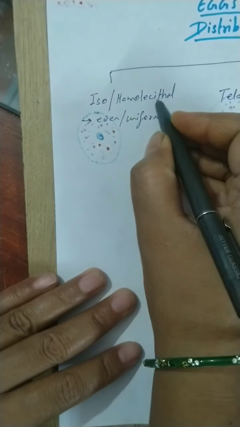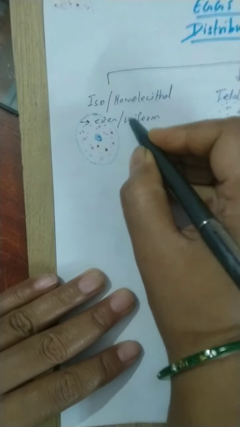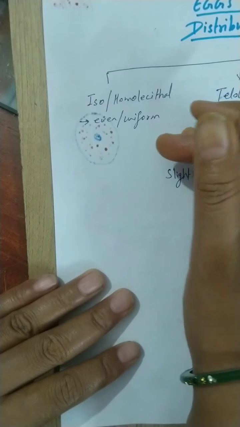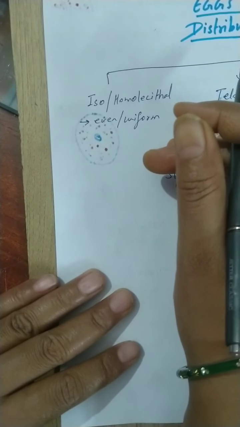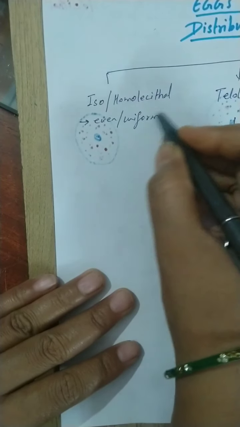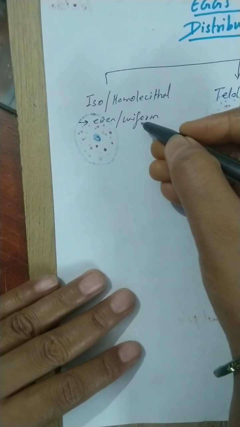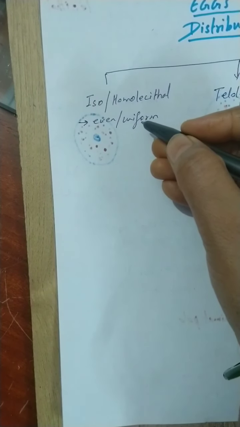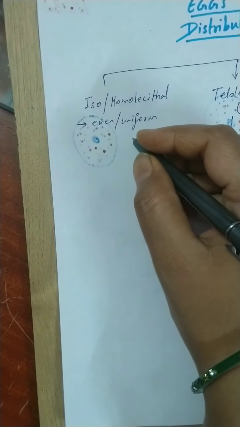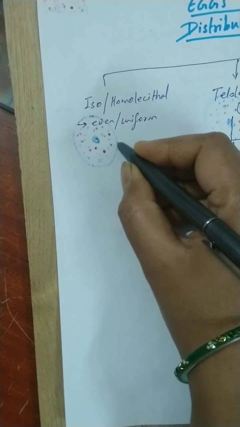Starting with iso or homolecithal. Iso or homo means even or uniform distribution of yolk. This type of yolk distribution is found in microlecithal eggs. The amount of yolk is so little that it is found scattered almost uniformly throughout the egg cytoplasm.